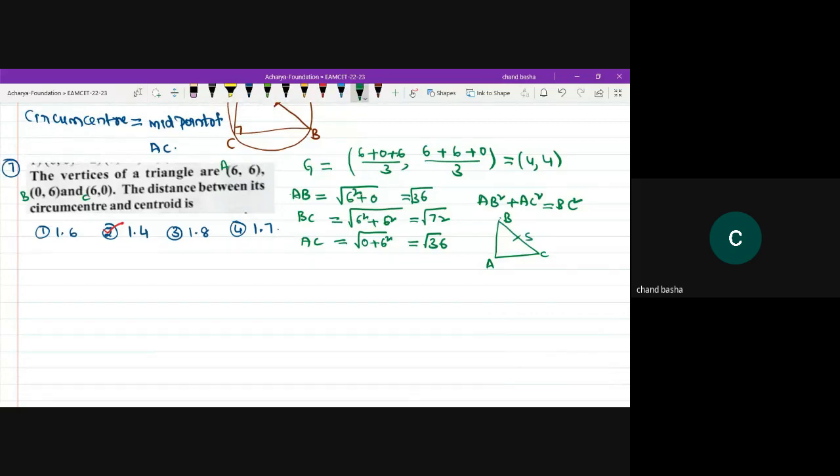Circumcenter means it is the midpoint of the hypotenuse, that is BC. So S is equal to B plus C divided by 2, that is 0 plus 6 by 2, and 6 plus 0 divided by 2. Circumcenter is how much? 3 comma 3. So what is asked? GS is equal to under the root of x2 minus x1 whole square plus y2 minus y1 whole square, 4 minus 3 whole square plus 4 minus 3 whole square. It is a simple question, under the root of 1 plus 1, square root of 2, as you said, 1.414.